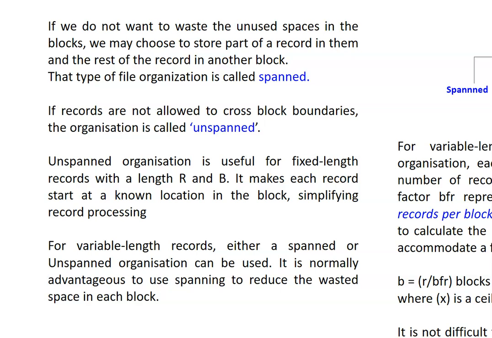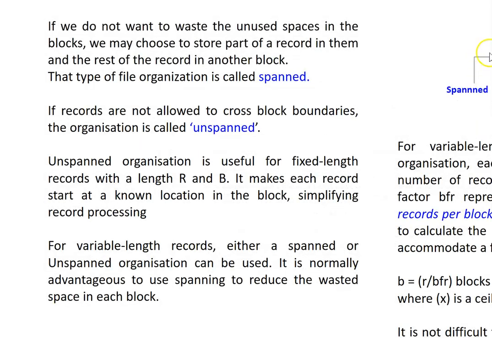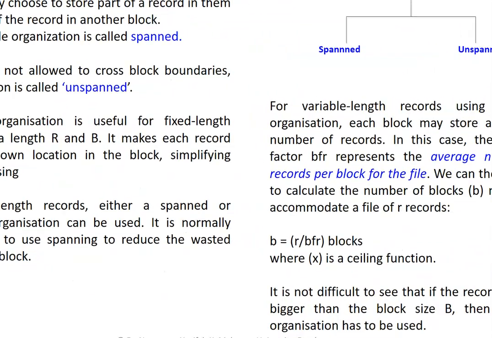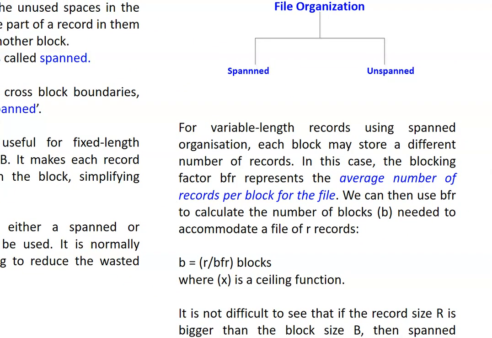But for variable length records, we are saying that they can either be spanned or unspanned. It is normally advantageous to use spanning, because then you reduce the wastage of space rather than leaving some spaces unused. It is important that you use spanning, such that you can fruitfully put your disk to full use.